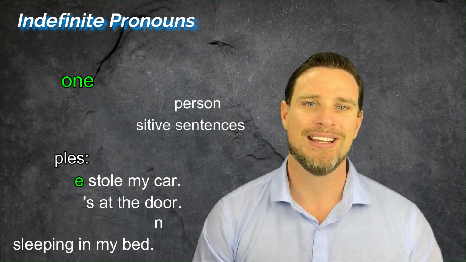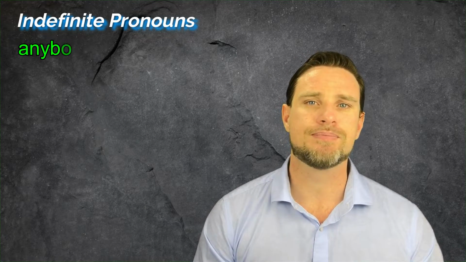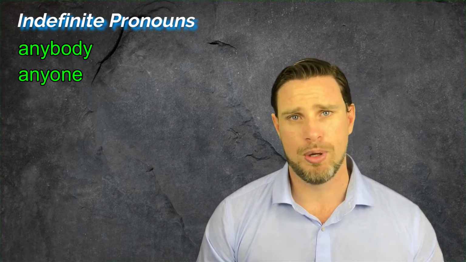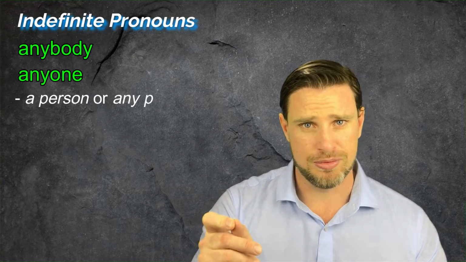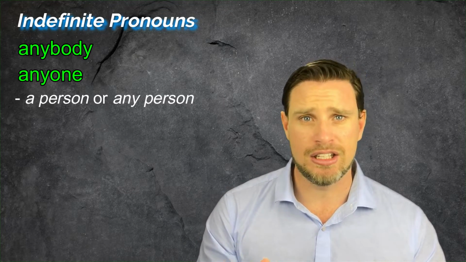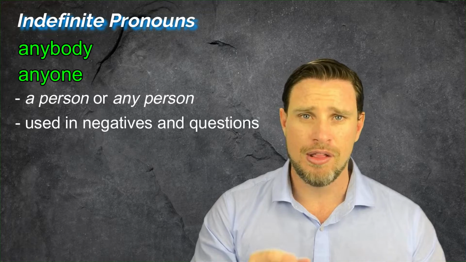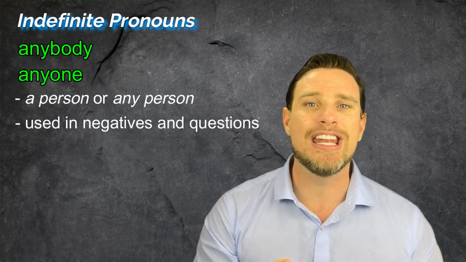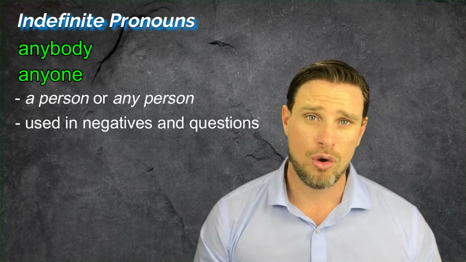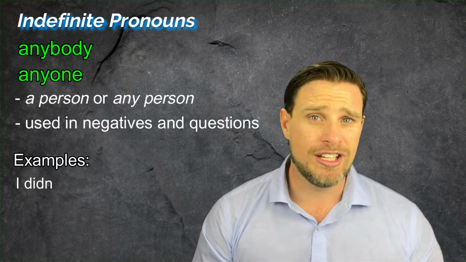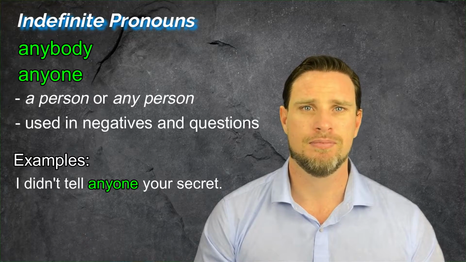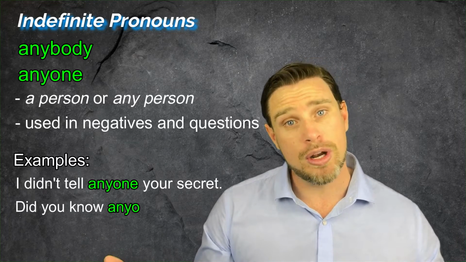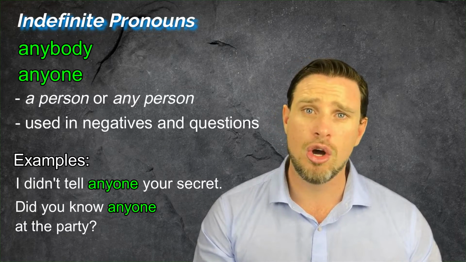Next up, anybody and anyone. These are used to refer to a person or any person. They are mostly used in negatives and questions. That's very important to remember. Negatives and questions with anyone and anybody. For example, don't worry, I didn't tell anyone your secret. This just means I didn't tell a single person. Did you know anyone at the party? Did you know a single person?